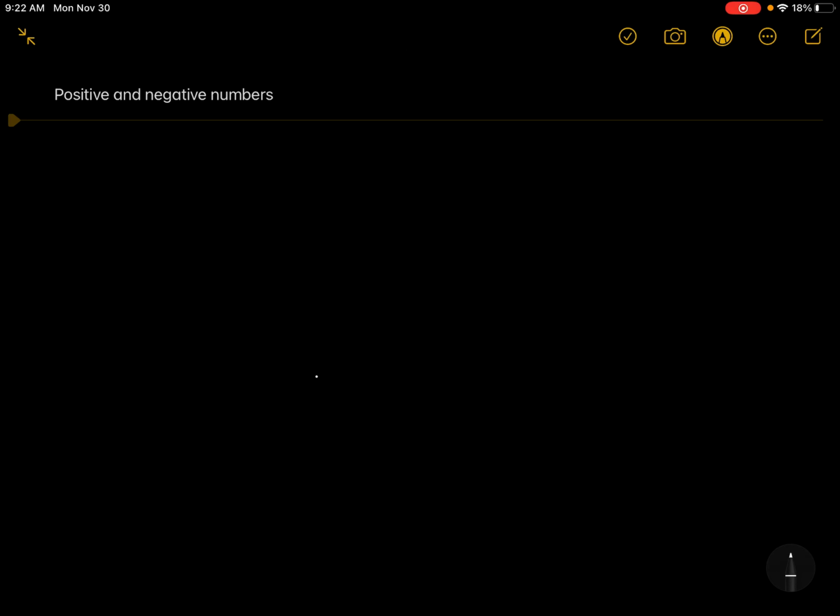Let's compare positive and negative numbers. Let's first realize what a positive number is and a negative number is. If we are looking at a number line, 0 is going to be your neutral point.